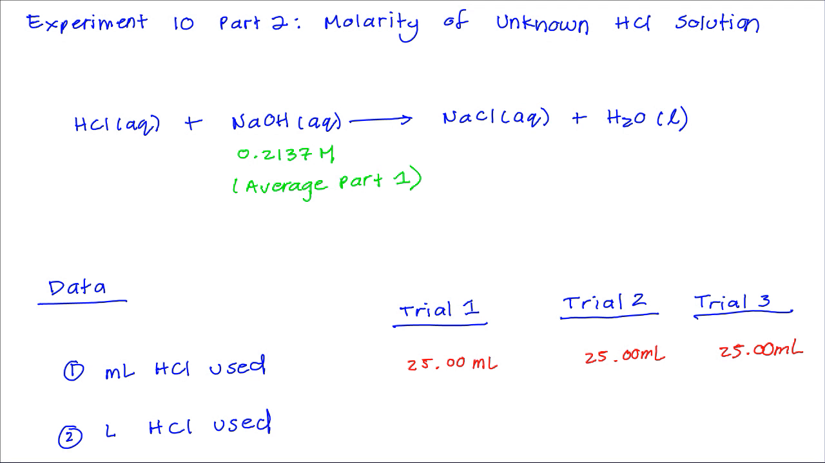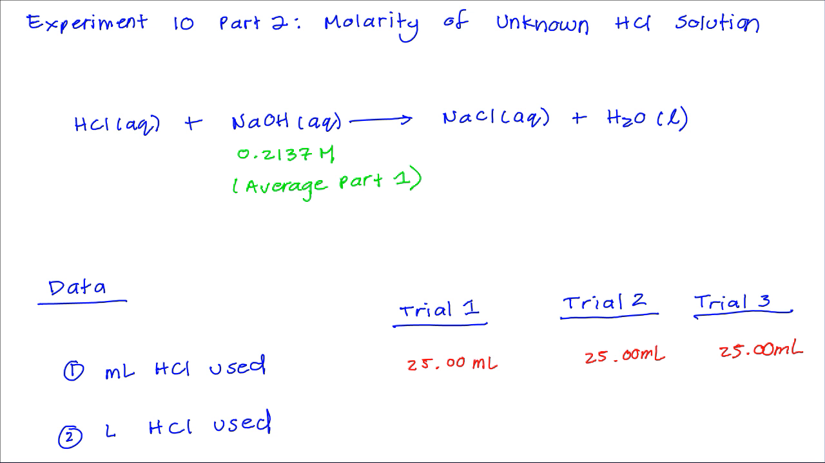In this part of the experiment, we're going to be given an unknown solution of hydrochloric acid, and what we want to do is figure out the concentration of that solution. The nice thing is now we've already calculated the concentration of our sodium hydroxide solutions. So we can use the sodium hydroxide to titrate the hydrochloric acid solution and use that known concentration to figure out the unknown concentration. We have our equation here.